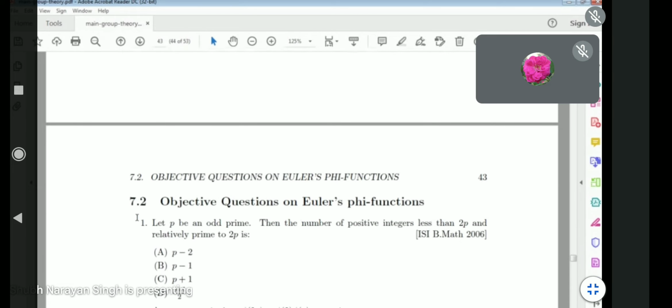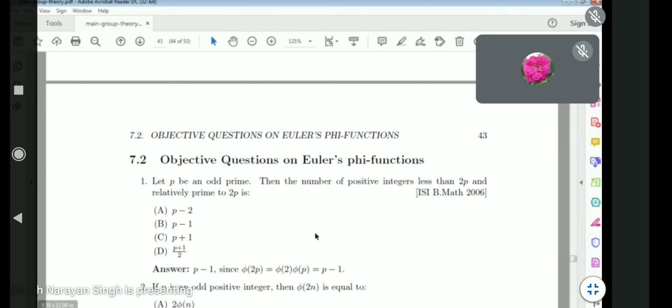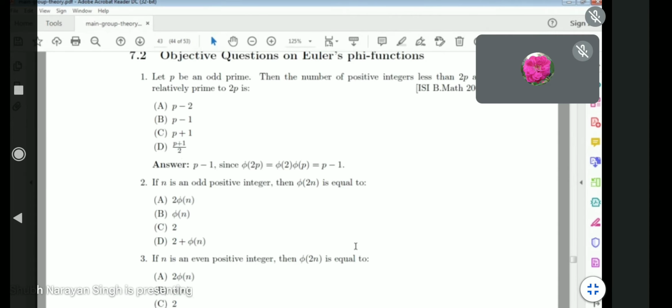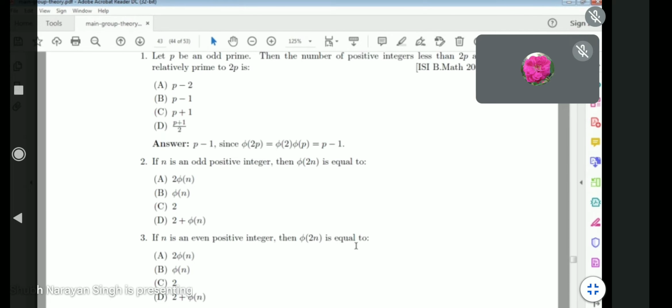And this question was asked in ISI Kolkata B Math entrance in 2006. I copied this question from Google this morning. Now write something for mathematical verification. Now, come to the other question, question number 2.